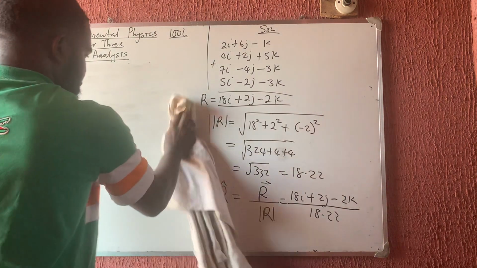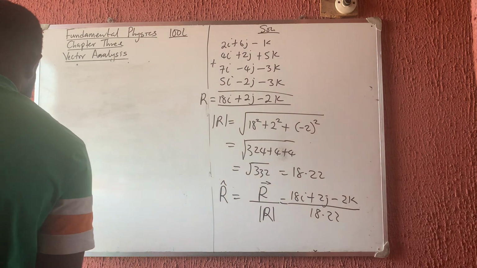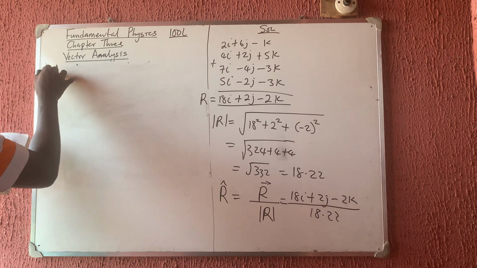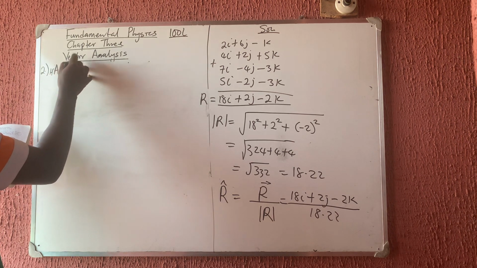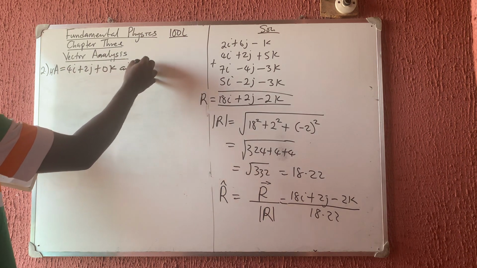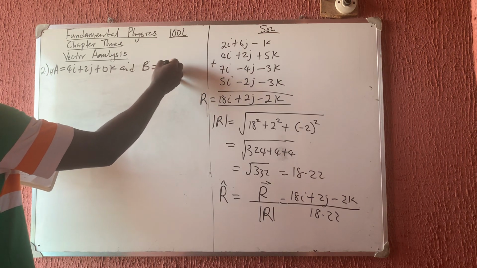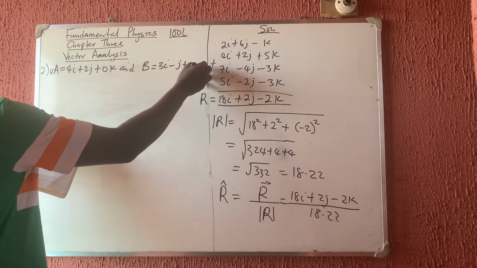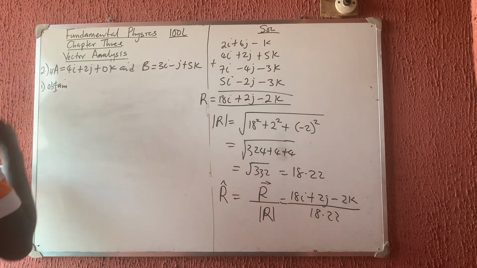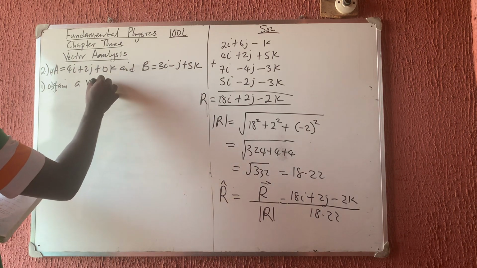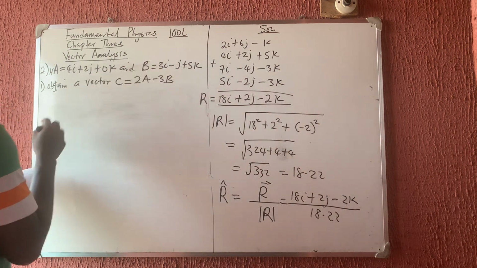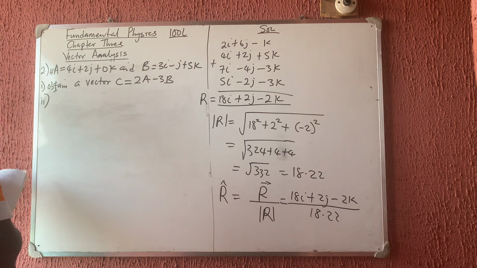Question number 2 says that if A is equal to 4i plus 2j plus 0k and B is equal to 3i minus j plus 5k, then I obtain a vector C, which is equal to 2A minus 3B.